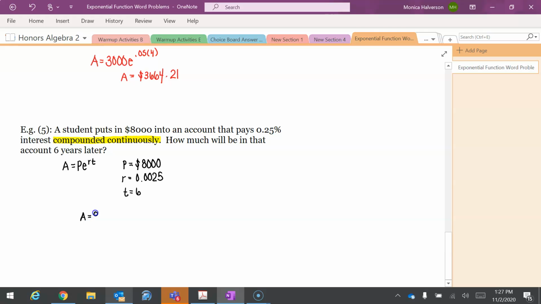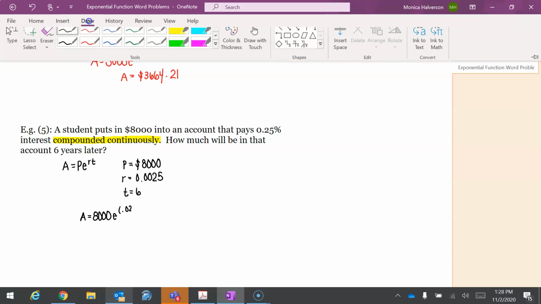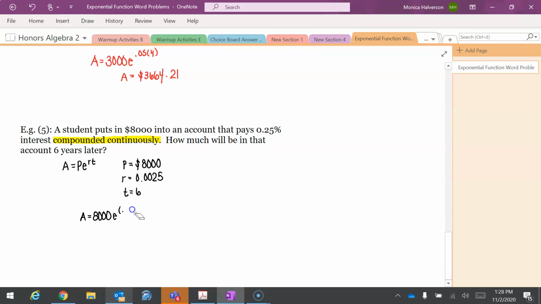So A is equal to 8,000 E raised to the 0.0025 times 6. If you plug that into your calculator, you will get $8,120.90.